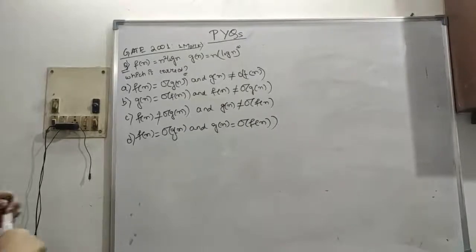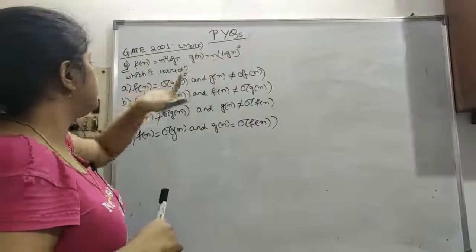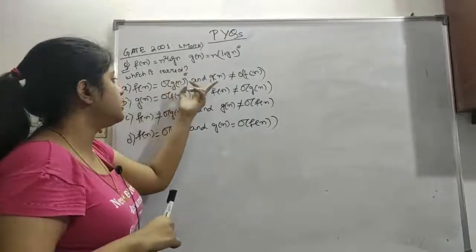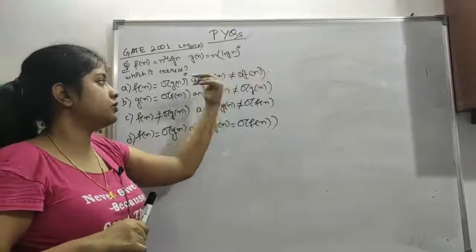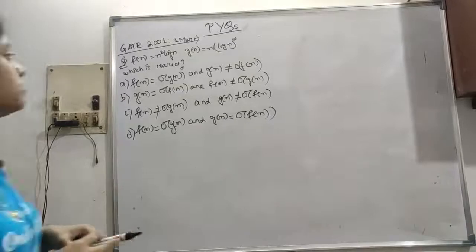Now let's see this example. This was asked in GATE 2001, a 1 mark question. Two functions are given and you have to find out which is correct: fn is order of gn, and gn is not equal to order of fn. So this is our next question.